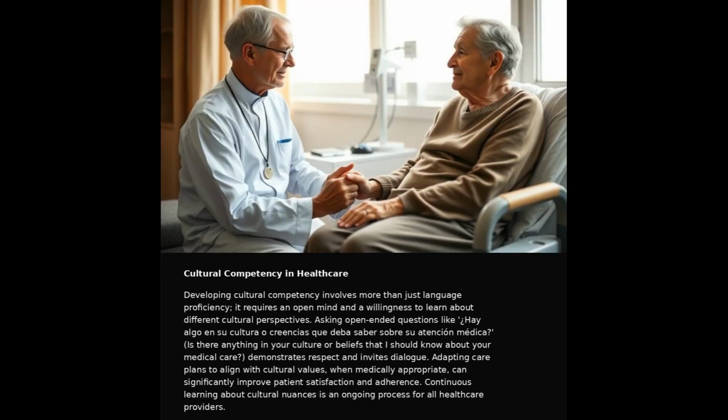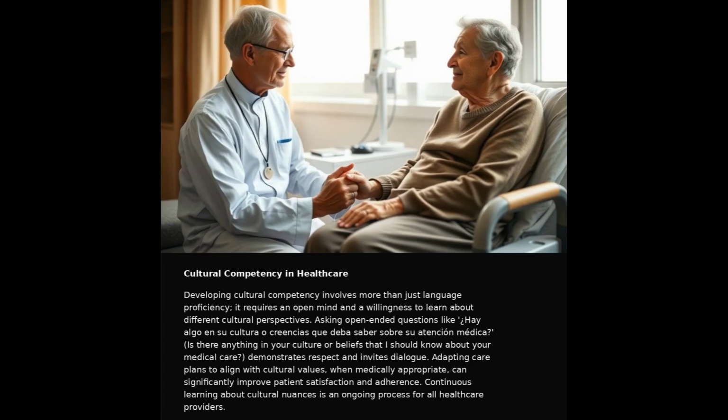Developing cultural competency involves more than just language proficiency. It requires an open mind and a willingness to learn about different cultural perspectives. Asking open-ended questions like, ¿hay algo en su cultura o creencias que deba saber sobre su atención médica? Is there anything in your culture or beliefs that I should know about your medical care? Demonstrates respect and invites dialogue.